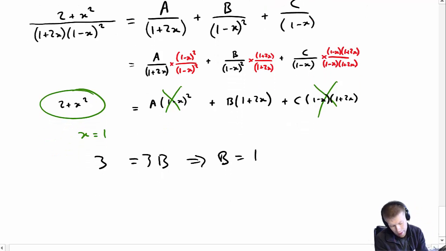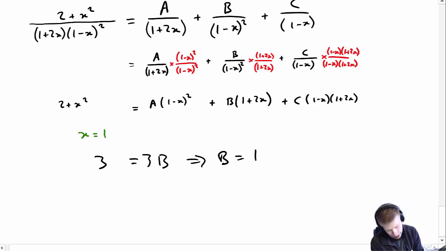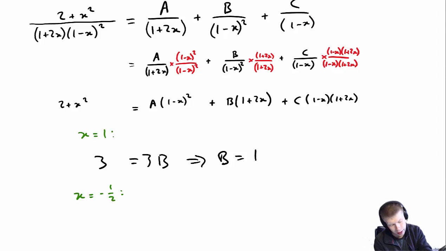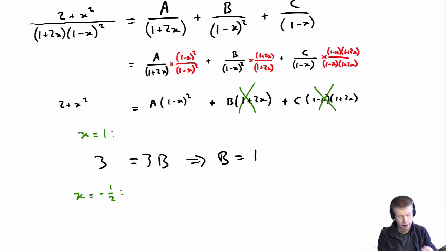Let's do the same kind of thing and try and get rid of another term or terms. Can you see that if I put x equals negative a half in, then when x equals negative a half, this term will disappear, and also this term will disappear. The reason why I put x equals negative a half in is because I wanted to get rid of the terms with 1 plus 2x in.